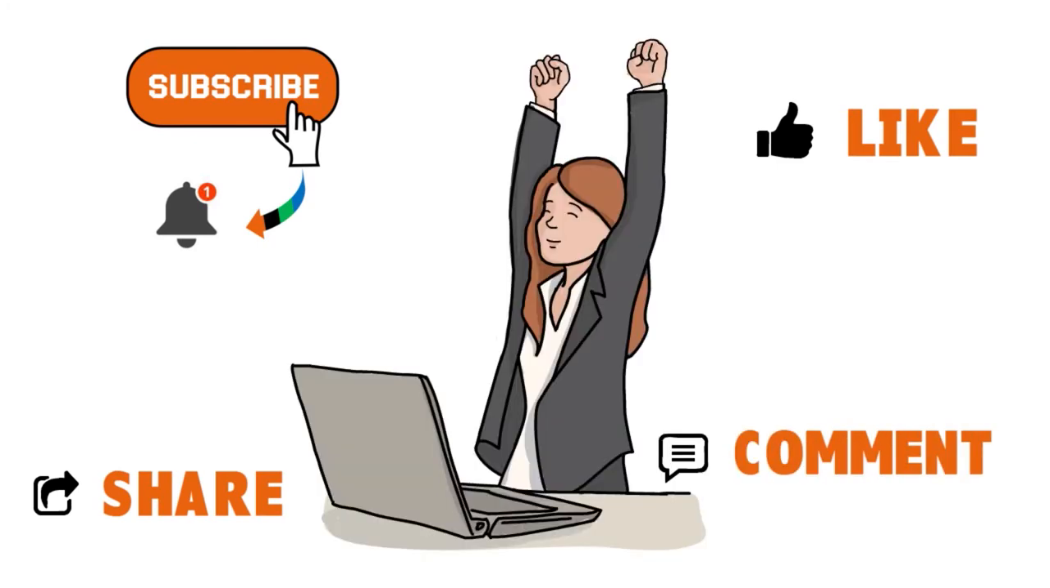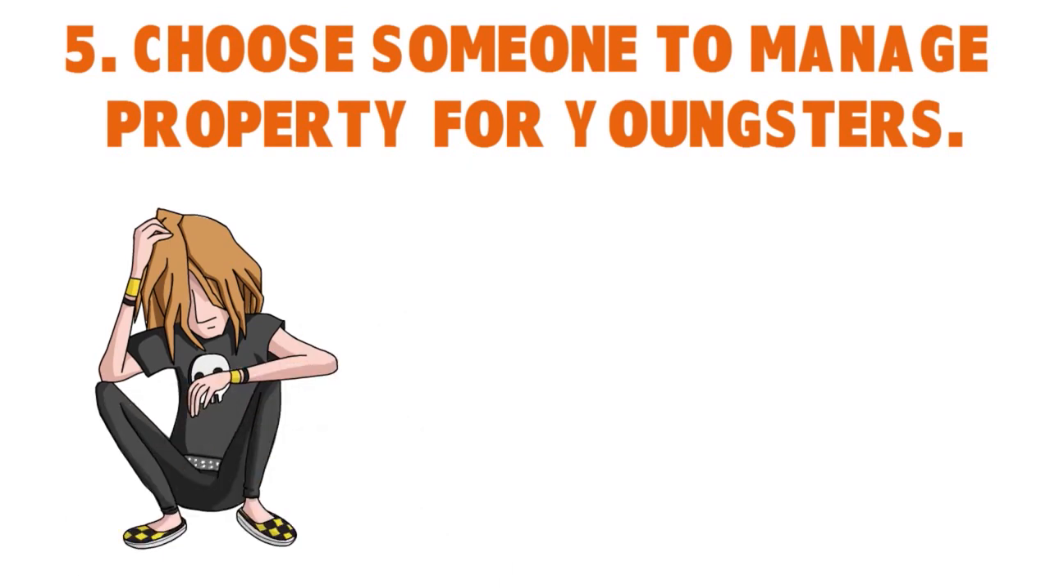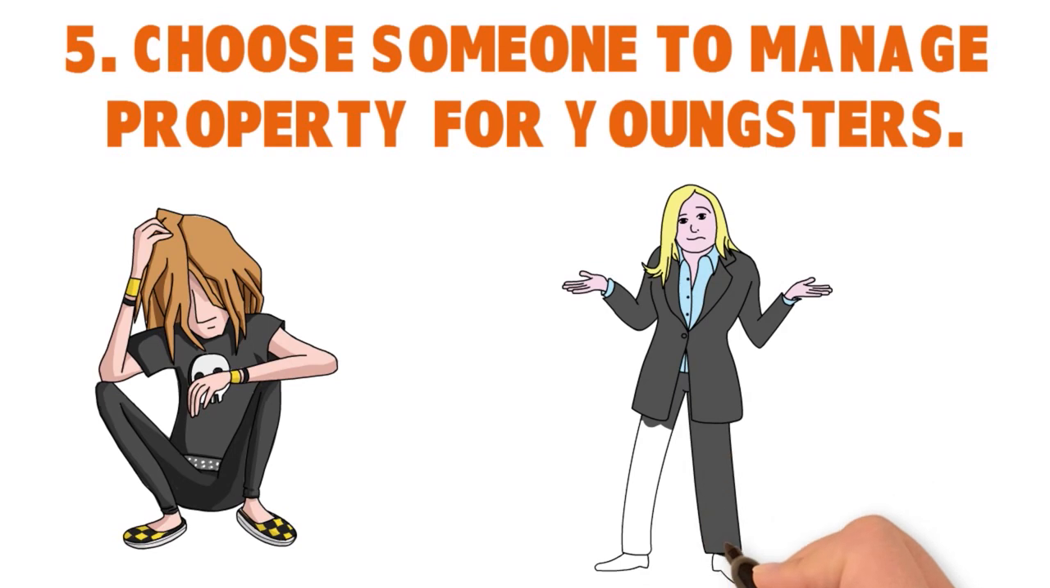The next thing you want to do after choosing someone to be a successor trustee is to choose someone to manage property for youngsters. This is critical if you have young kids, minors that you're still taking care of, so that if something happens, they have the proper legal, moral, and social compass to move on in life. If children or young adults might inherit trust property, you should choose an adult to manage whatever they inherit. By property, I mean everything, not just tangible property but also intangibles, such as patents and copyrights, and financial assets such as stocks, bonds, ETFs, exchange traded funds, gold, and silver. You want someone to manage that kind of property for youngsters.